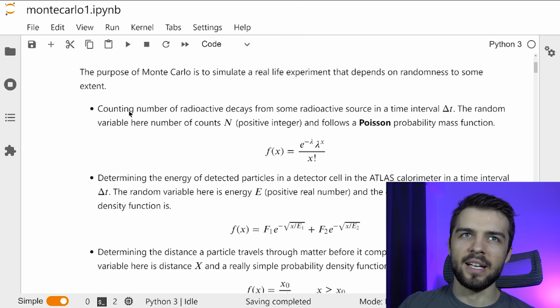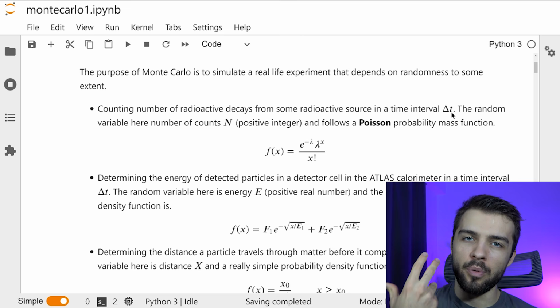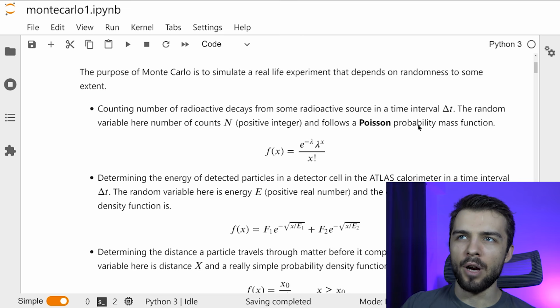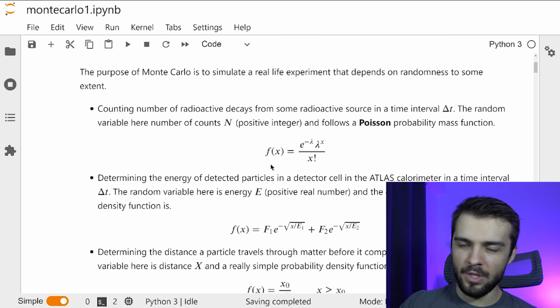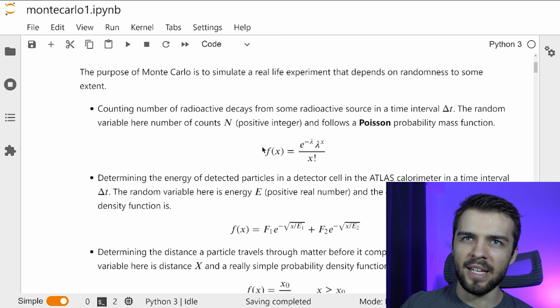For example, like I say here, counting the number of radioactive decays from a radioactive source, and suppose you're counting for 10 seconds. Well, that's a Poisson random variable, and so it has a probability mass function that looks like this. This is just standard statistics. You may have seen this before. If I plug in a value of x, this gives me the probability of that many counts.